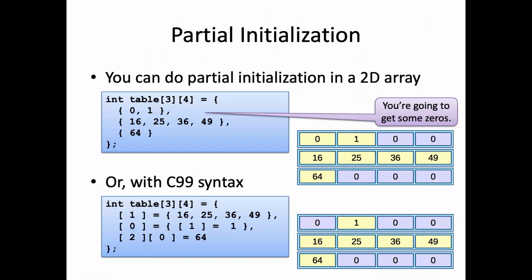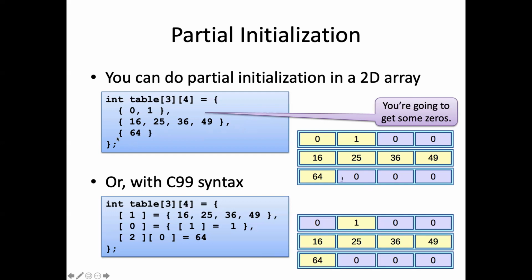Partial initialization works just fine for multi-dimensional arrays. It's a little more fun here because you can leave out elements within a row, like I'm doing on that top row. The top row should have 4 elements, but I only gave 2. So the remaining elements in that row are going to get initialized to 0. The next row, I initialized the whole thing. The last row, I just gave the first element. So the remaining 3 elements will be initialized to 0. I don't have an example of this, but I could have left out an entire row.